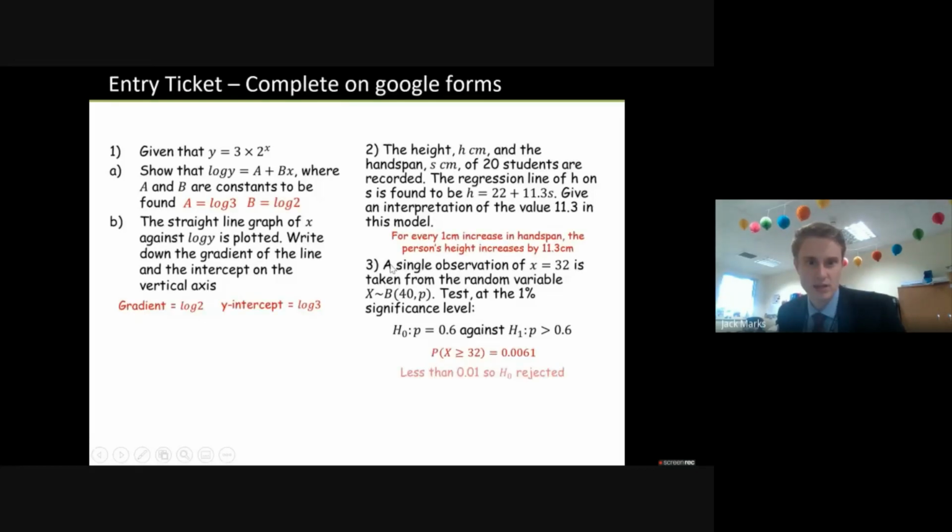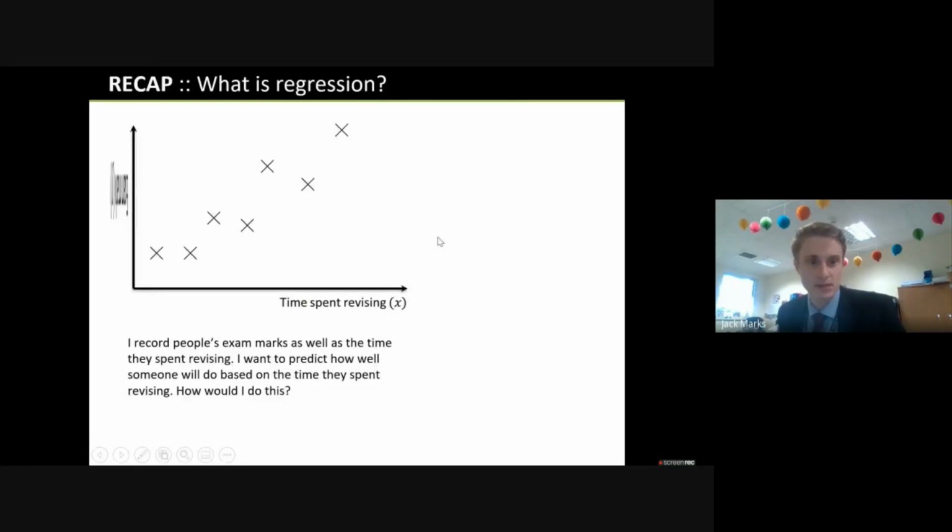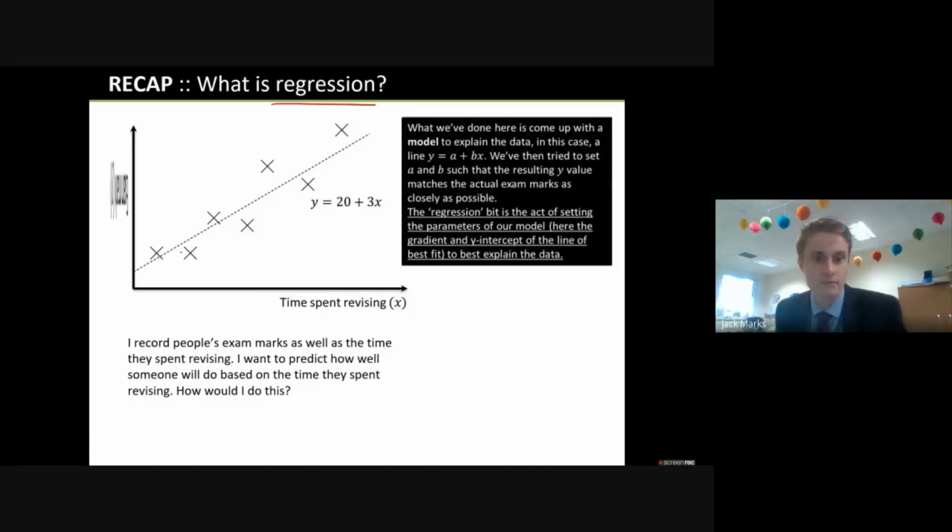So the entry ticket here is just testing your basic log skills. So a big focus of this chapter is about something called regression. Regression is the idea, can you take some data here and can you make it into a straight line? And it seems like quite a basic thing to do. You've done it by hand. We're going to do it a little bit more robustly.